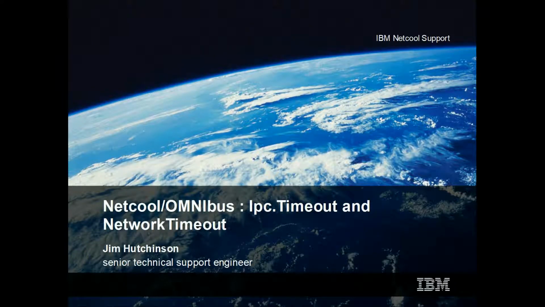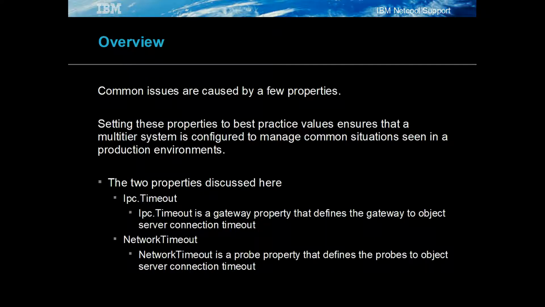Welcome to this presentation on the Ipc.Timeout and NetworkTimeout property settings. The two network timeout settings, when set to the best practice settings, can prevent a number of common production issues. The Ipc.Timeout is set in the object server and other gateways and defines the time in seconds the gateway waits for the object server to respond. The network timeout is set in object server clients like probes and defines the time in seconds the clients wait for the object server to respond.